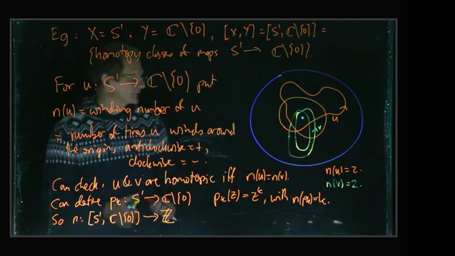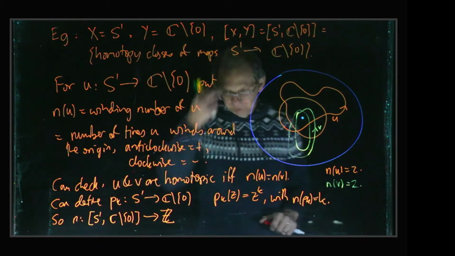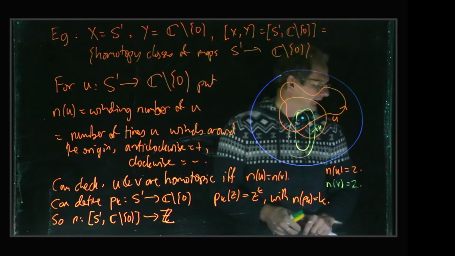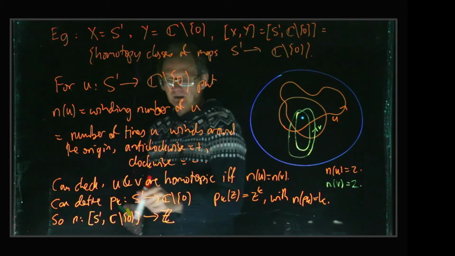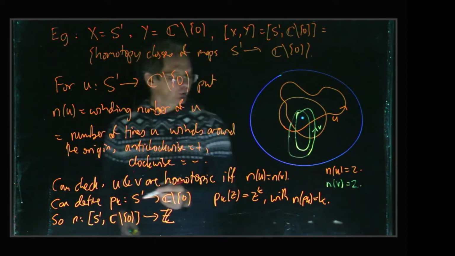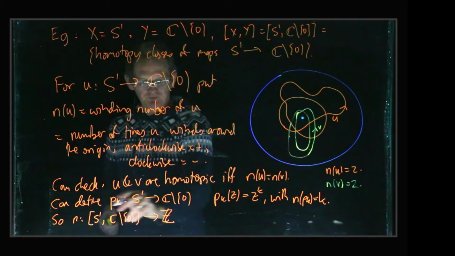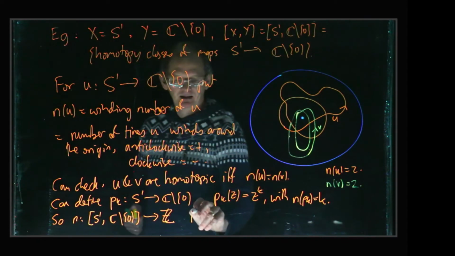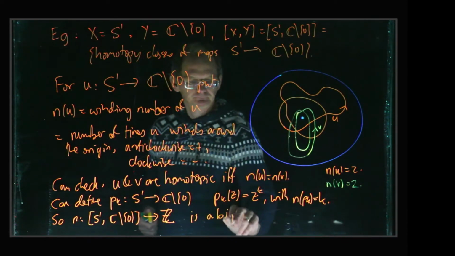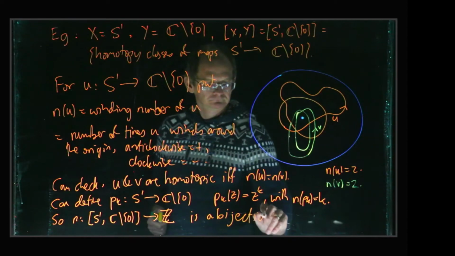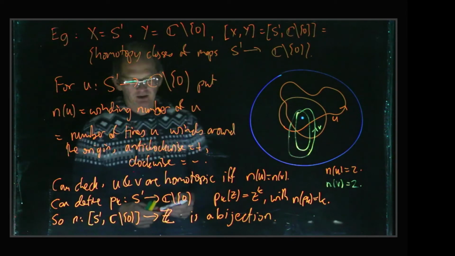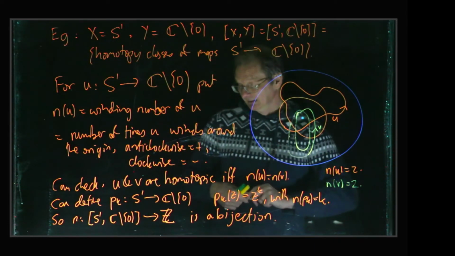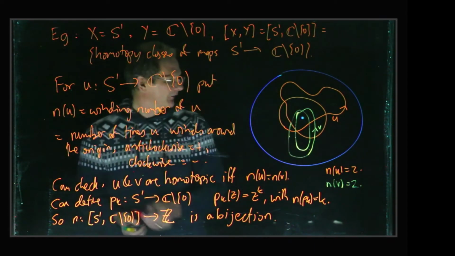So using these things, if we believe them, and it will take us a little bit of work to check that this is really true, but we'll do that later, it should be at least plausible that if we believe that, then this is telling us that this map here, the winding number map from this set of homotopy classes to Z, is a bijection. So that's a kind of interesting example where we've got a non-trivial answer for a set of homotopy classes between two spaces.